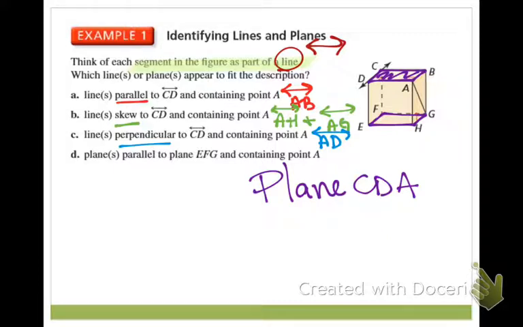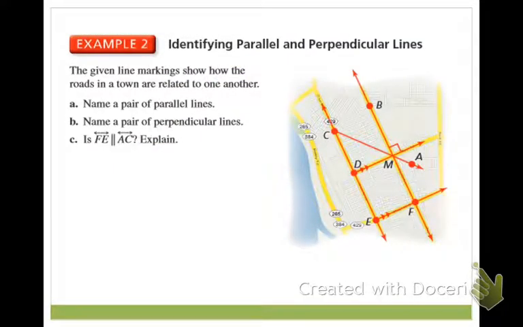All right, we flip. This is what I meant by you have a map. The given line markings show how the roads in a town are related to one another. Name a pair of parallel lines, name a pair of perpendicular, and then asks a question.